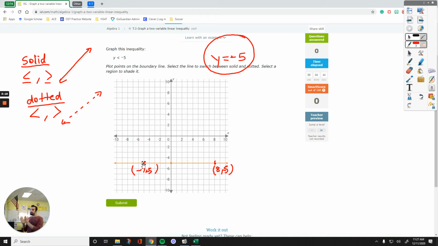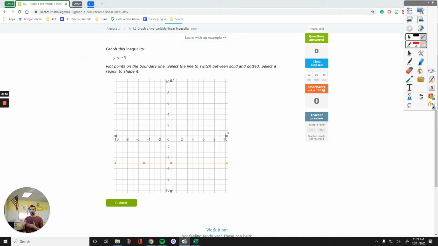Now I have my line, but remember I said it is supposed to be a dotted line, not a solid line. So let's convert this into a dotted line. On IXL it says select the line to switch between solid and dotted. So let's select the line and turn it into a dotted line. Now I'll clean everything off of the screen. Now I have my line. It is a dotted line because of the lack of an equal sign in the inequality.